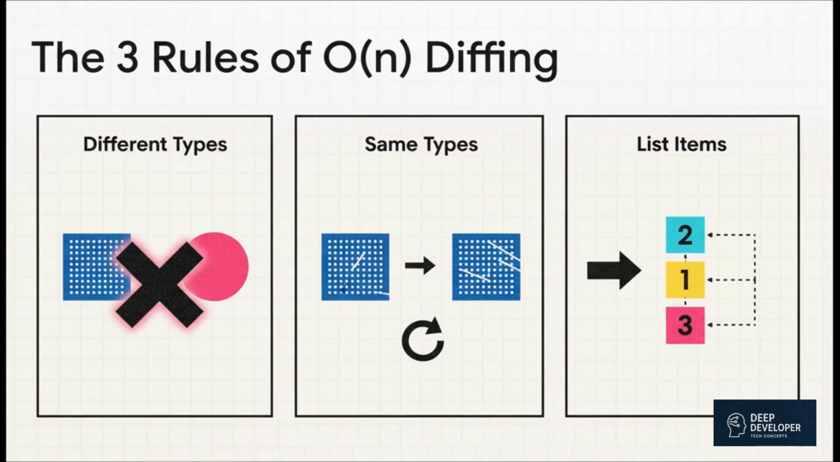So how does it pull off this incredible speed boost? It uses a few really smart shortcuts or heuristics. First, if an element's type changes, like a div becomes a span, React doesn't even bother comparing them. It just throws the old one out and builds a new one. Easy. Second, if the element types are the same, it keeps the component and just updates its attributes. And third, and this is a big one, for lists of items, it uses that special key prop to quickly match up the children between renders.